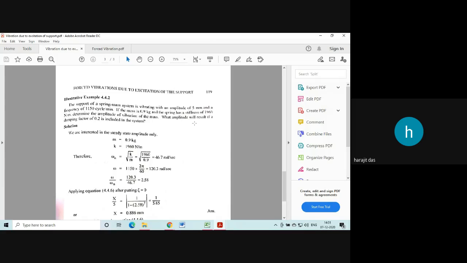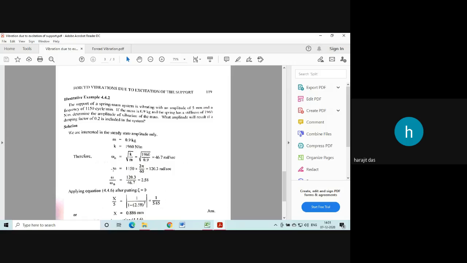This is the second case. First we are going to find X under the given condition. Capital Y is given, N is given, mass is given, spring stiffness is given, so we will write all those things. M is given, K is given. What is omega n? Because this is linear vibration, it is the square root of K by m. So the square root of K by m will be your omega n.